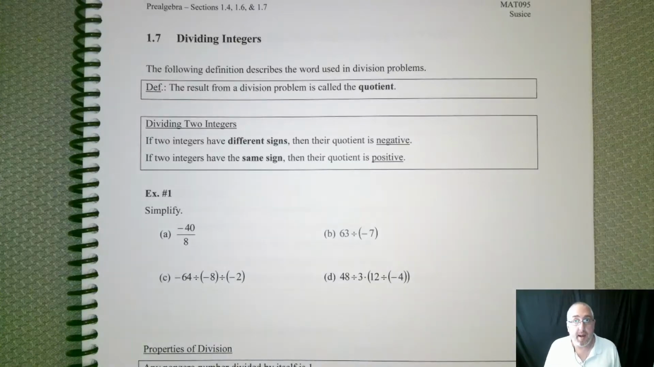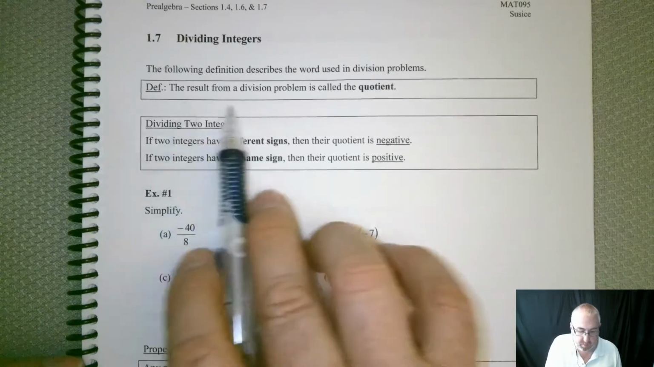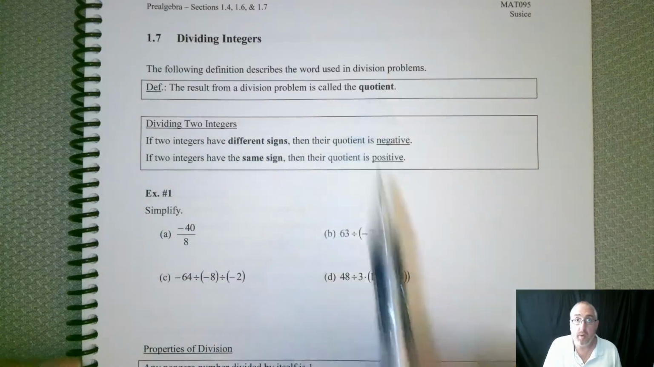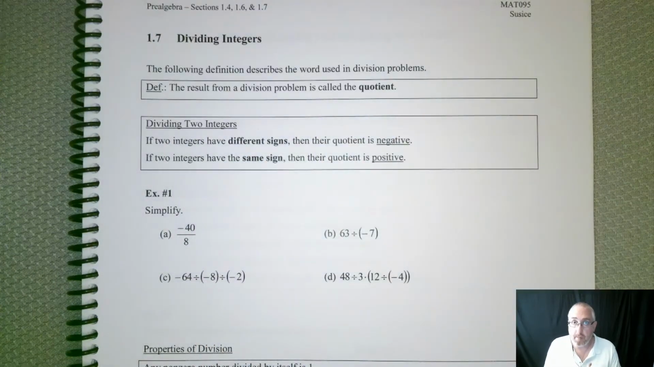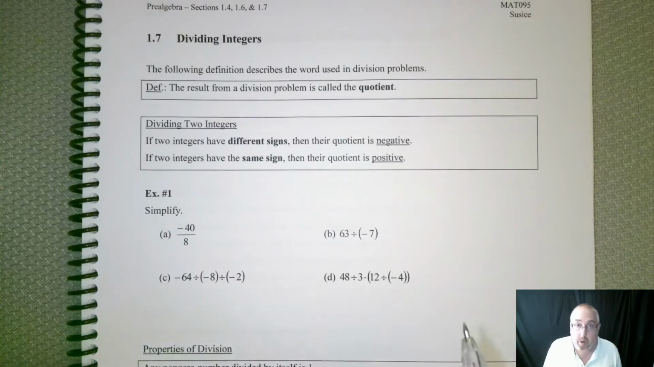All right, welcome back. So we're in the last section for this assignment. So 1.7, which is dividing. The result from a division problem is called the quotient. So we have all four terms now: sum for addition, difference for subtraction, product for multiplication, and quotient for division. So now what are the rules?